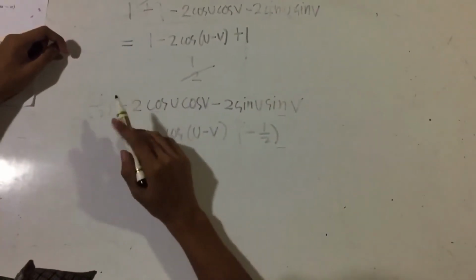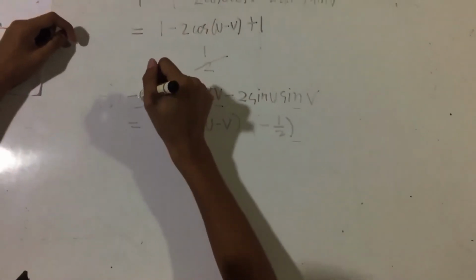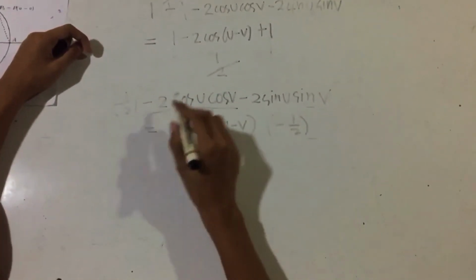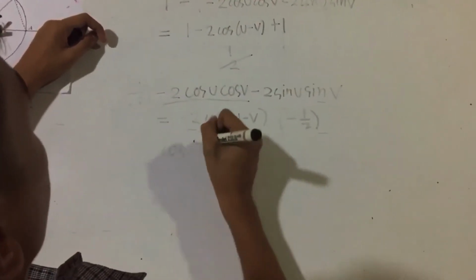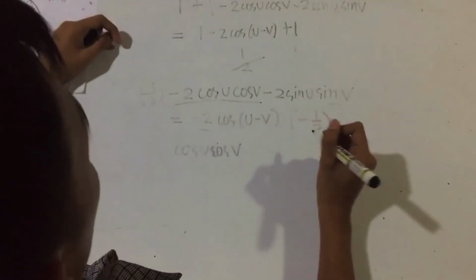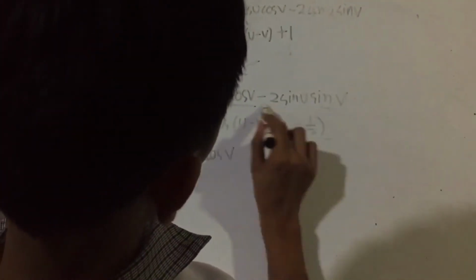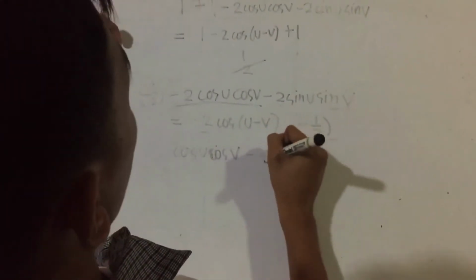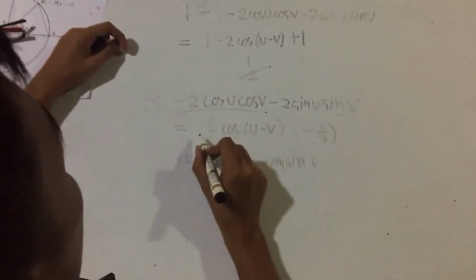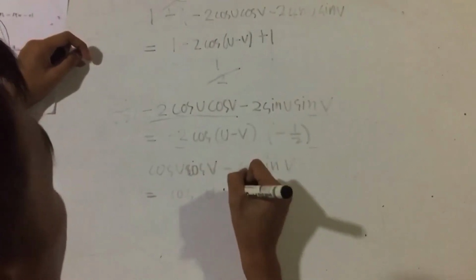So if you multiply the negative 1/2 in the first term, we will cancel negative 2 and the negative 2 on the denominator. So what will be left is only positive cosine u cosine v. And also if you multiply the negative 1/2 into this term, sine u sine v will be left. And also to this term, so it will be equal to cosine of u minus v.